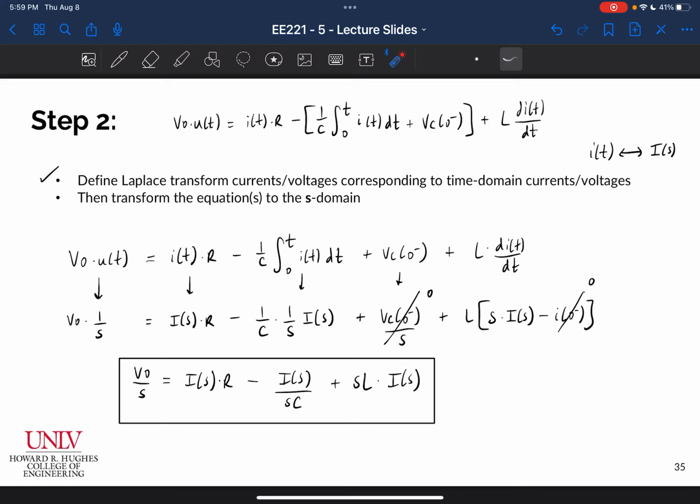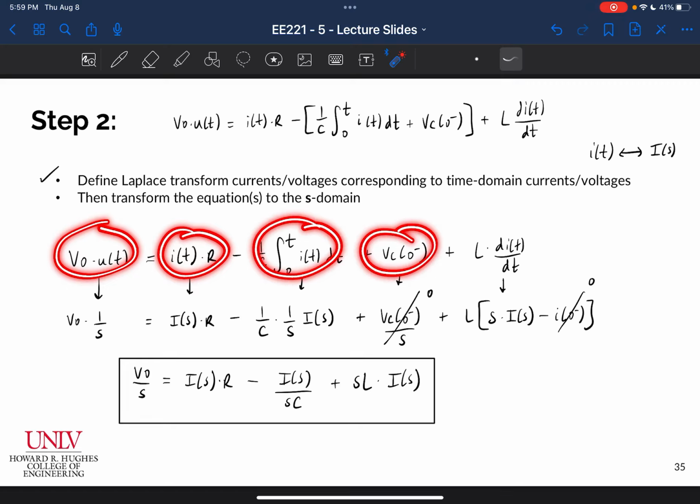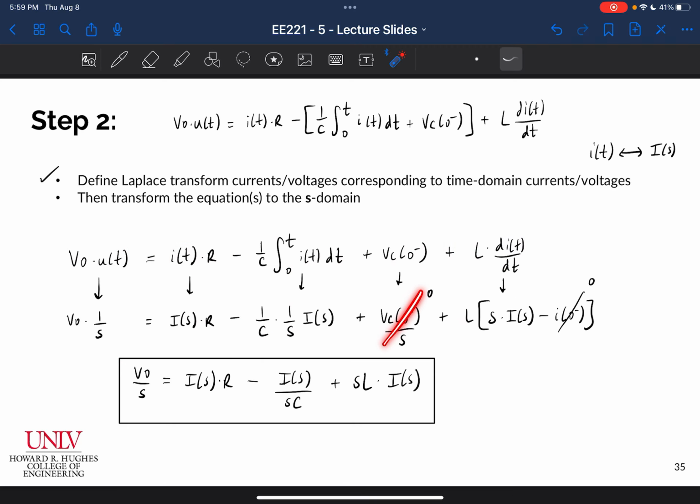So I'll end this video here. If you have any questions, obviously feel free to let me know. But really what we're doing here is just taking the Laplace transform of each individual term, putting it into the s domain, of course, and then rewriting the expression. We let our initial conditions be 0 per the textbook's description of the problem, and we end up with this expression. So this is our goal for the end of step 2, is to transform the equation to the s domain, and that's exactly what we've done.